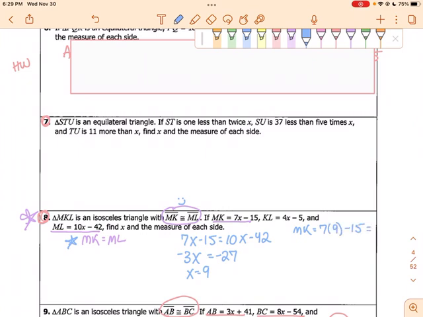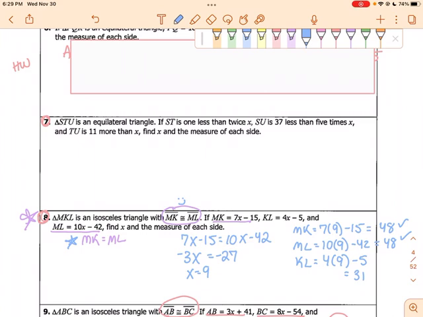And then again, you're just plugging it in to find all the other ones. So 7 times 9 minus 15 is 63 minus 15, so that's 48. ML should also be 48. So if it's not, it means go back and check your work. So that's 90 minus 42, it's 48. So we're good. The last one should be different, or else it would be equilateral. So this is 4 times 9, 36 minus 5 is 31.